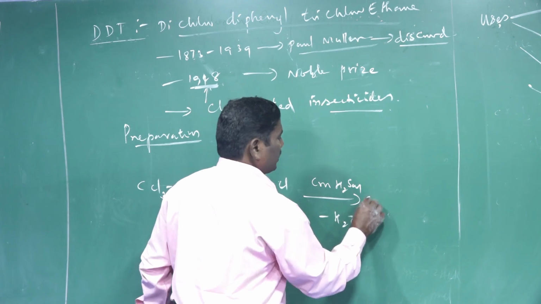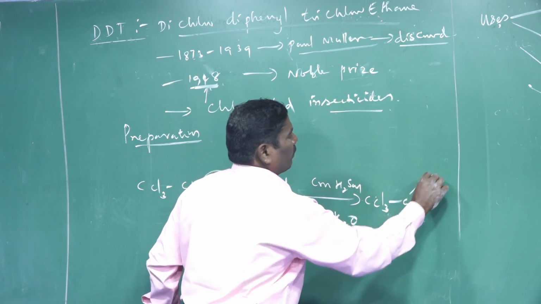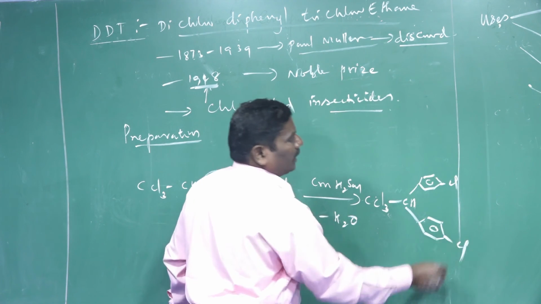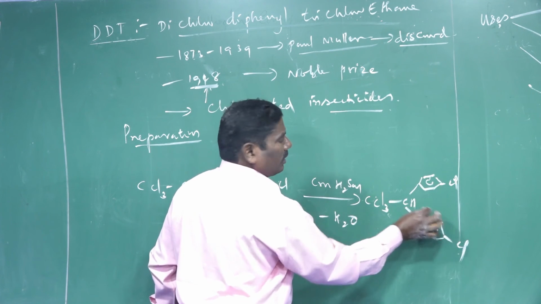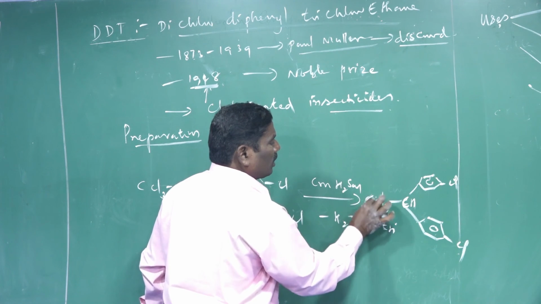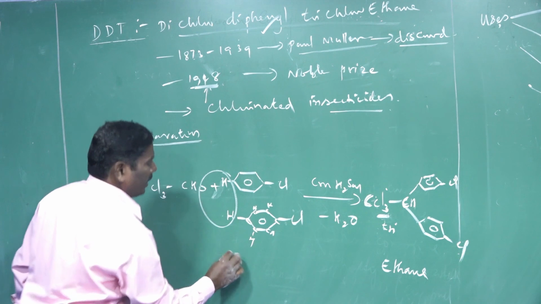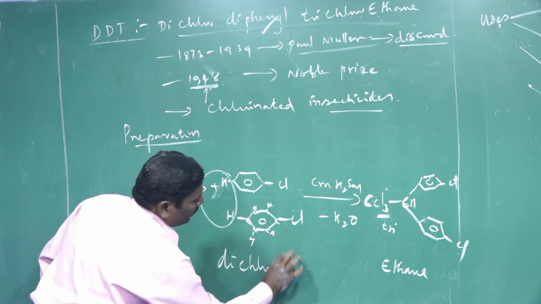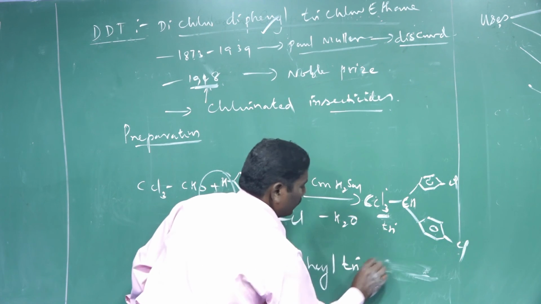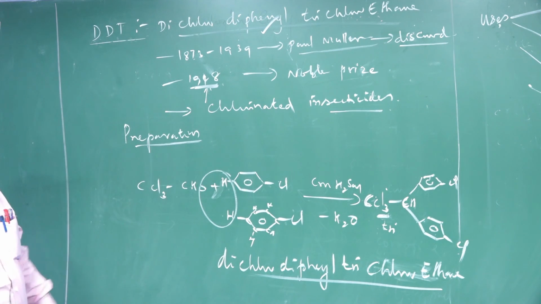The remaining things present you can write as CCl3, then CH, with the two phenyl groups. You see, dichloro, diphenyl, trichloro: 3 chlorines are here, so trichloro. Here one carbon, here one carbon, so 2 carbons are there, it is ethane. That is the reason I have named it dichloro diphenyl trichloroethane, that is the compound. That's all. This is the preparation method.